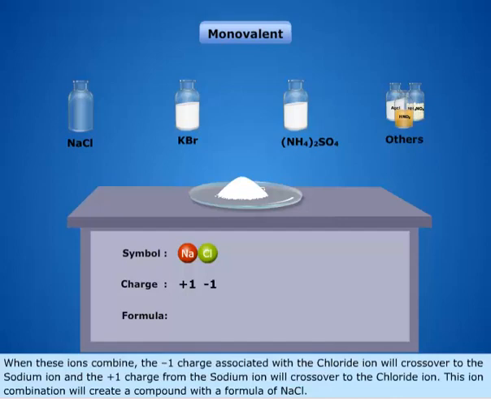When these ions combine, the -1 charge associated with the chloride ion will cross over to the sodium ion, and the +1 charge from the sodium ion will cross over to the chloride ion. This ion combination will create a compound with the formula of NaCl.